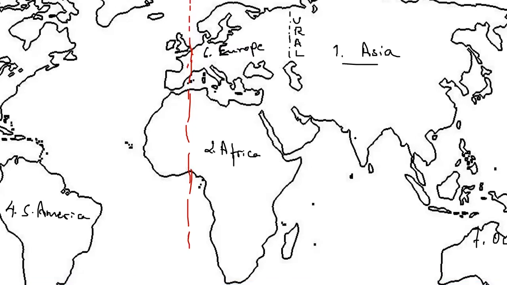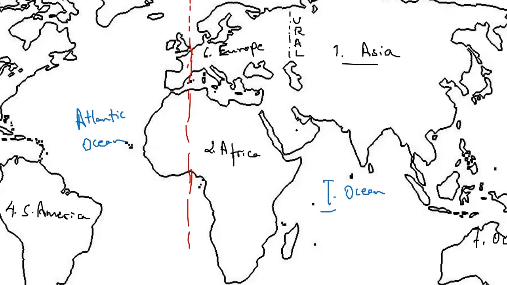Okay, good. Identify the oceans now. Please identify the oceans. Use blue ink. Identify Pacific Ocean. Pacific Ocean. Atlantic Ocean. Indian Ocean.